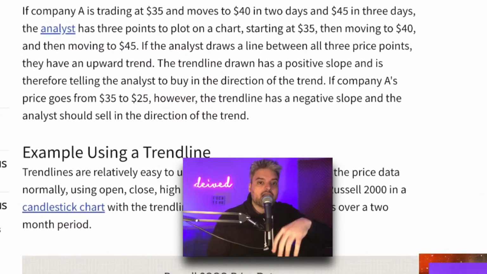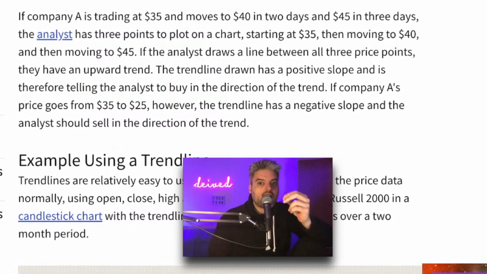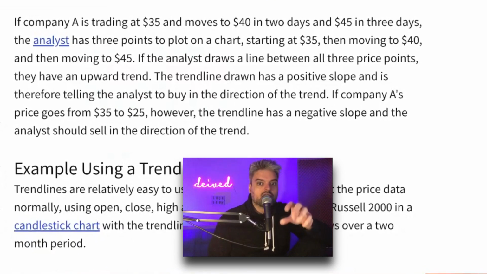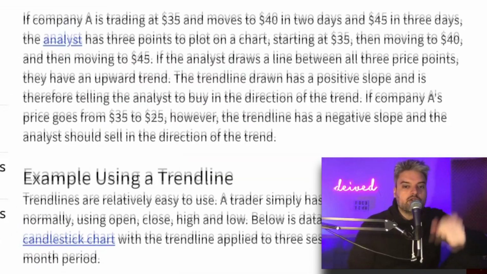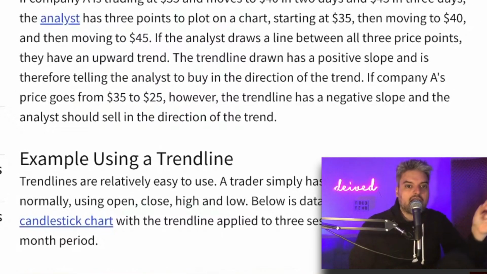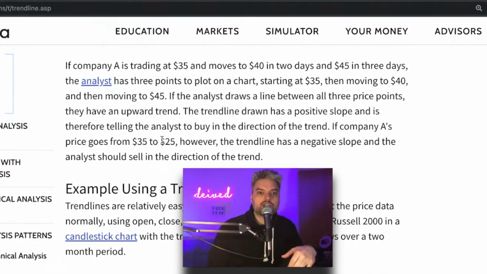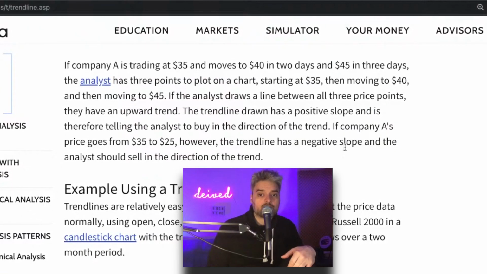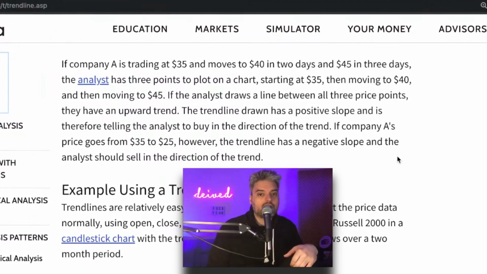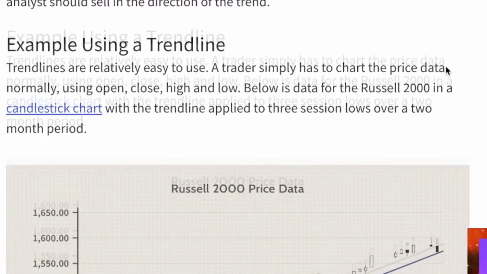If company A is trading at $35 and moves to $40 in 2 days and $45 in 3 days, the analyst has 3 points to plot on a chart, starting at 35 and then moving to 45. If the analyst draws a line between all 3 price points, they have an upward trend. The trend line drawn has a positive slope and is therefore telling the analyst to buy in the direction of the trend. If company A's price goes from $35 to $25, however, the trend line has a negative slope and the analyst should sell in the direction of the trend.